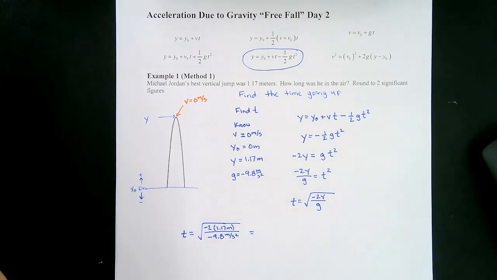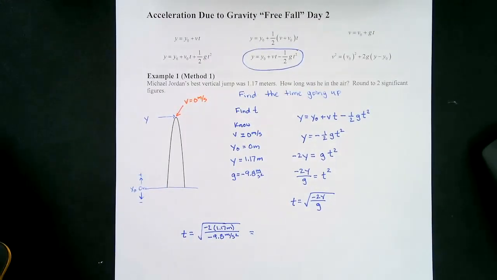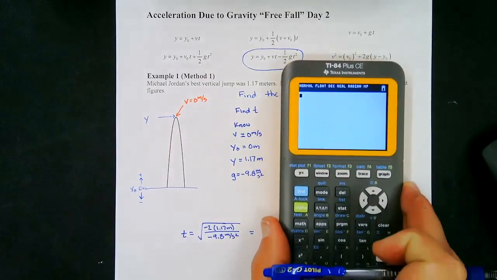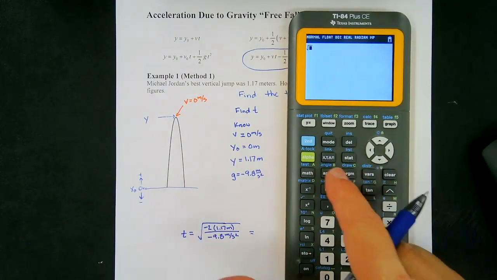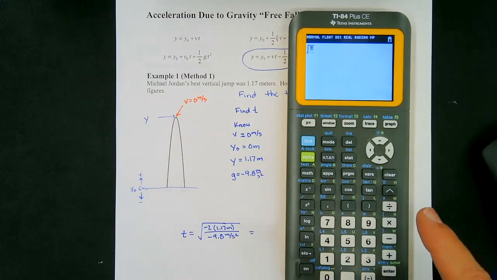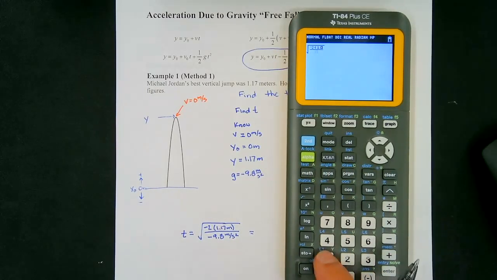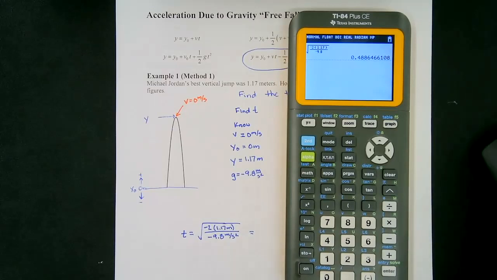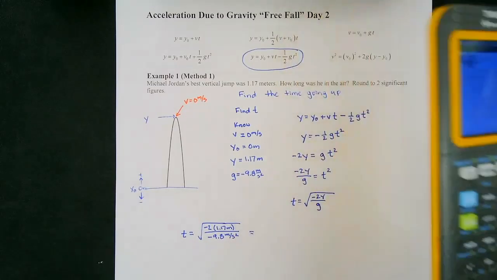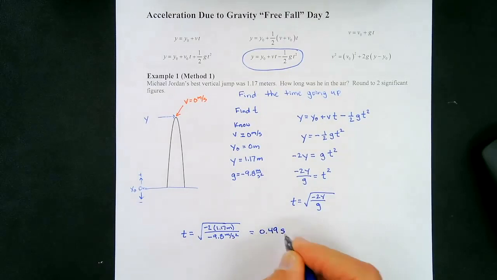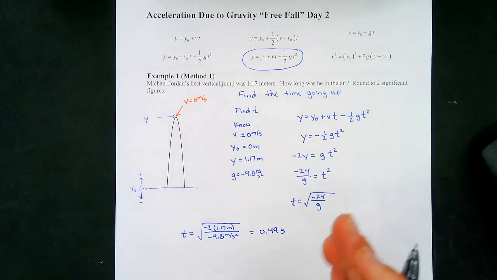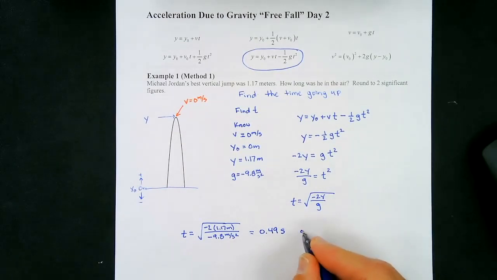And I'm going to grab my calculator and put this in. First I need the square root, so second square root, then the fraction bar, so alpha x, then -2, then parenthesis 1.17, close the parenthesis, and the denominator is -9.8. Press enter, and we get roughly 0.49. Rounded to two significant figures, this is 0.49 seconds. Now, for the time in the air, we have to double that, because this is only the time going up.